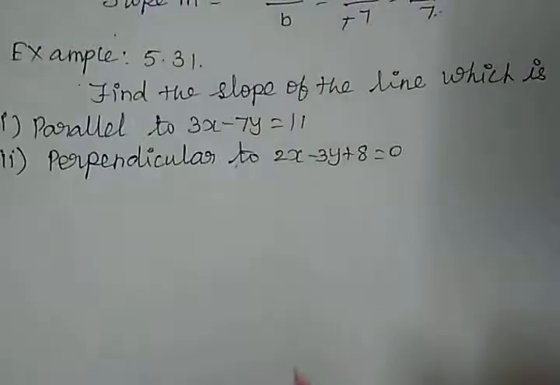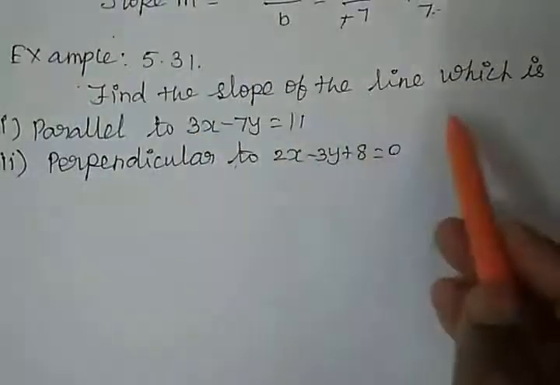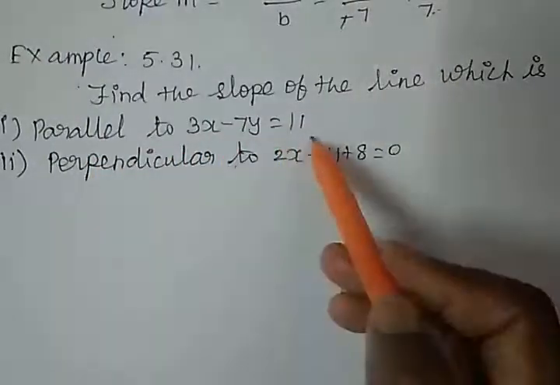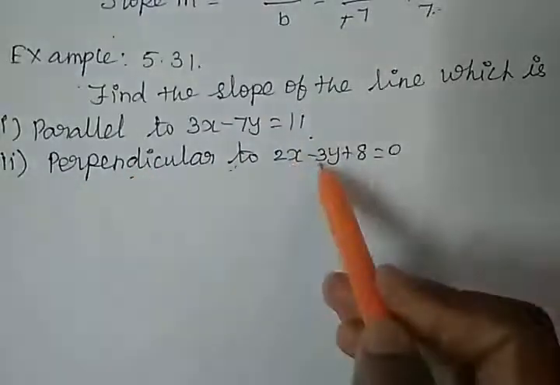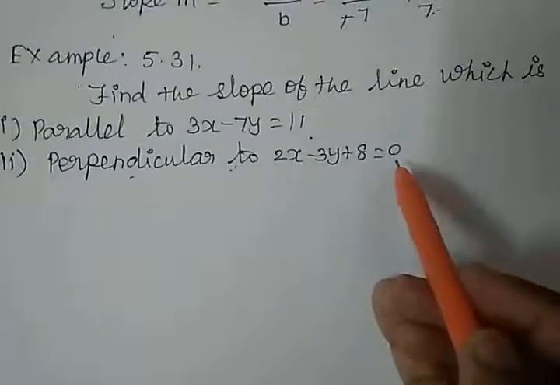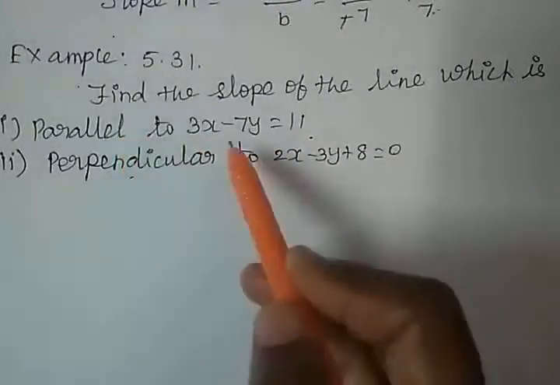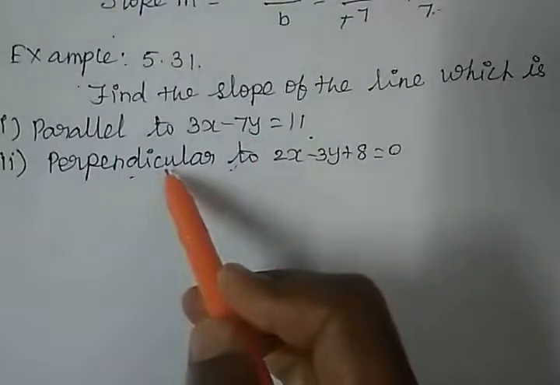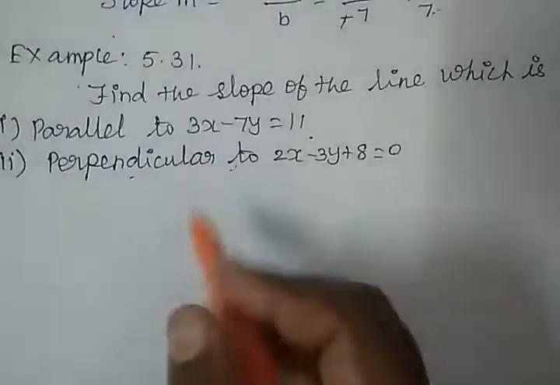The next example is 5.31. Find the slope of a line which is parallel to 3x - 7y = 11. The second question is, perpendicular to 2x - 3y + 8 = 0. So already we studied that when the lines are parallel, the slopes are equal. When the lines are perpendicular, the slopes satisfy m1 into m2 is equal to minus 1.